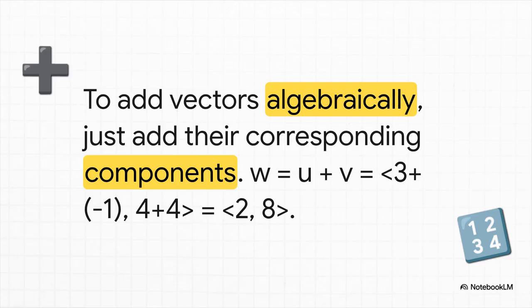You literally just add the matching components together. For the horizontal part, 3 plus -1 gives us 2. For the vertical part, 4 plus 4 gives us 8. So the final vector that gets you from your car to your friend is (2, 8). It's as simple as that.